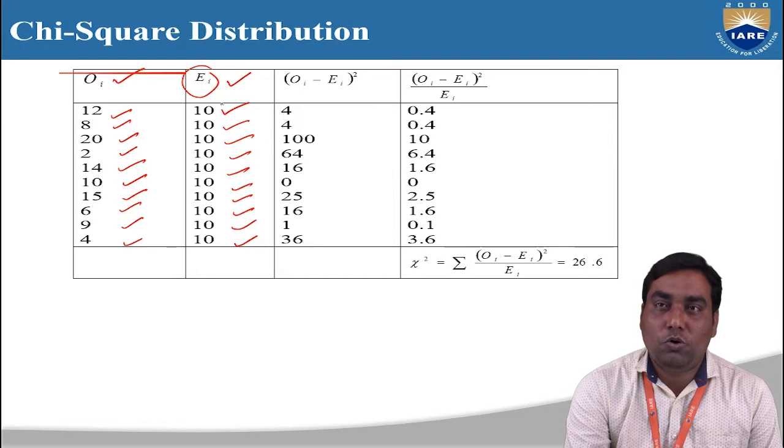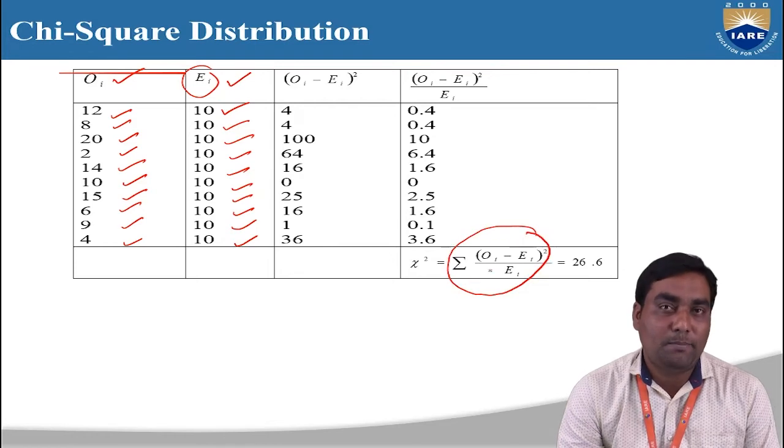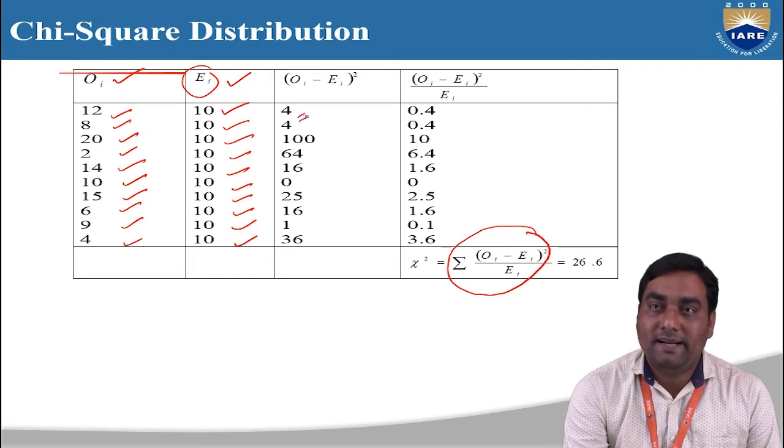After getting OI minus EI, the formula is the sum of OI minus EI whole square by EI. To calculate this value, first we have to find OI minus EI whole square. OI is 12 minus 10, 2. 2 square, 4.